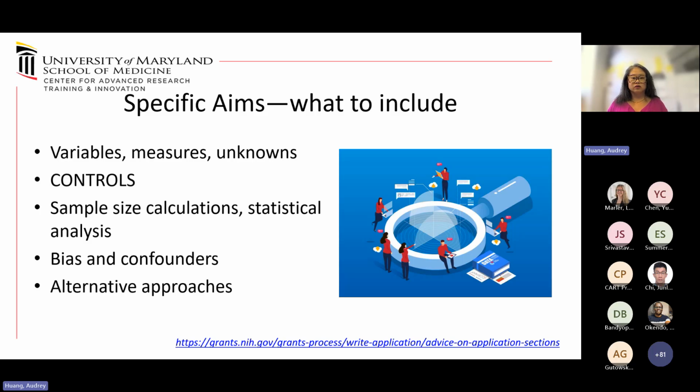No one-hit wonders with results. You need to define your results, define success, and then define how you're going to know it's successful. And you need to acknowledge any potential bias and confounders. And then alternative approaches in case the entire thing blows up.